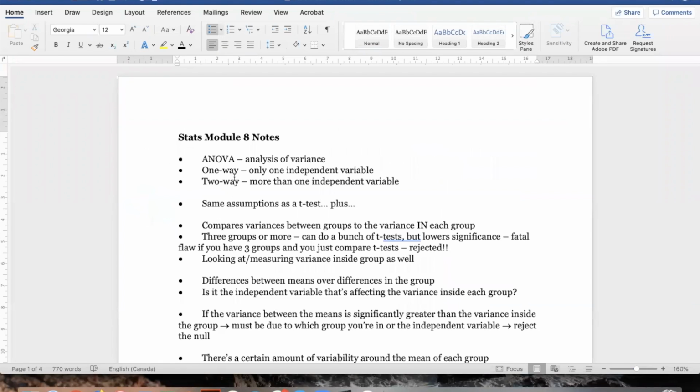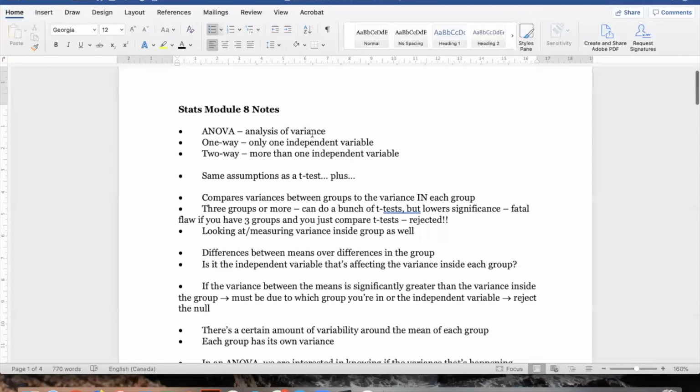So an ANOVA is actually an analysis of variance. It's an analysis of the variance between the groups. Remember, we said full-time, part-time, casual, and the variance within those groups. Okay, so I'll explain that a little more.